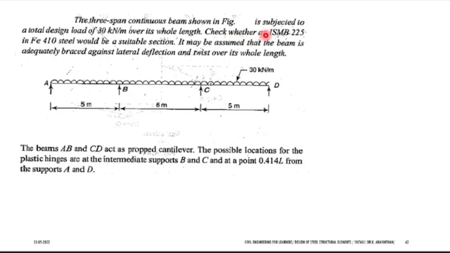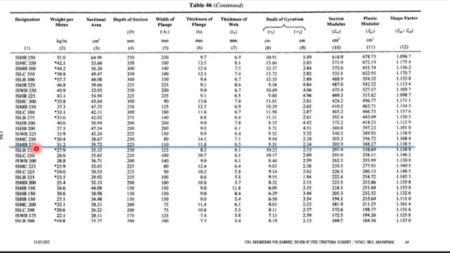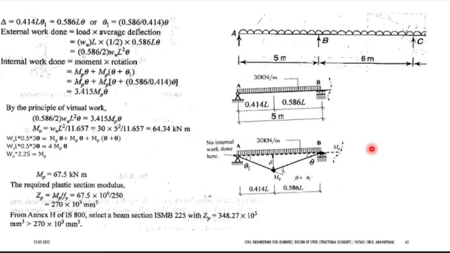Check whether an ISMB in Fe410 steel would be a suitable section. This is your ISMB 225. The value for ZP is 348. What is the required ZP for this problem? 270. Now ISMB 225 is more than 270, that is 348, hence your section is safe. So you can provide that I section and it will be safe to proceed.